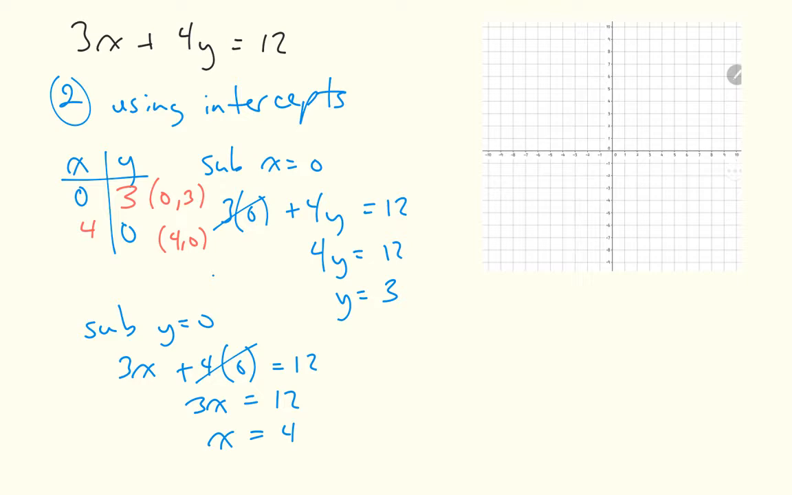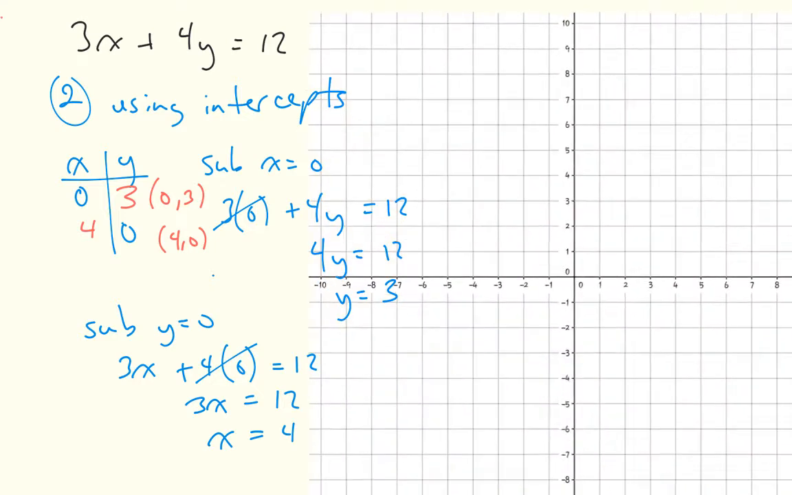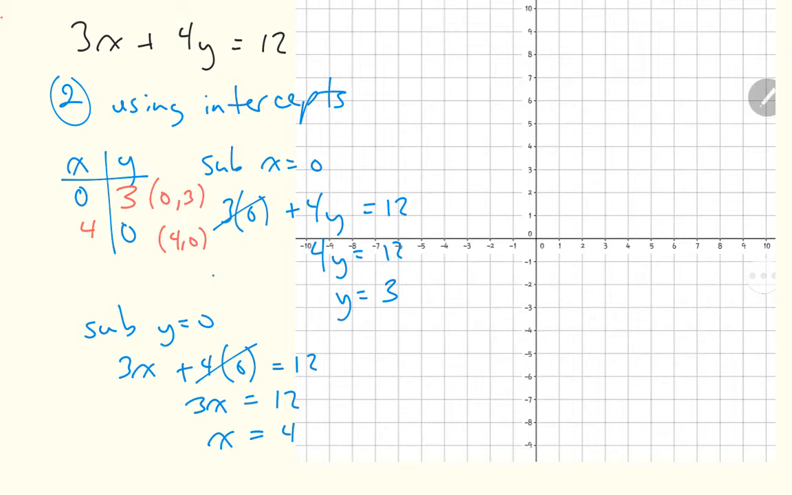I'll just put that on, (0, 3), there it is. Sorry, that's my y-intercept when x is 0, and my other one, my x-intercept when y is 0, will then be (4, 0). You can always find an x-intercept by subbing in y equals 0. You'll do that a lot, especially in grade 11.